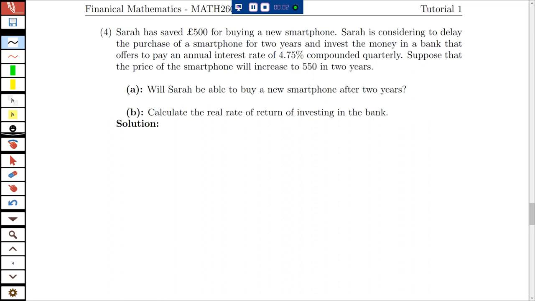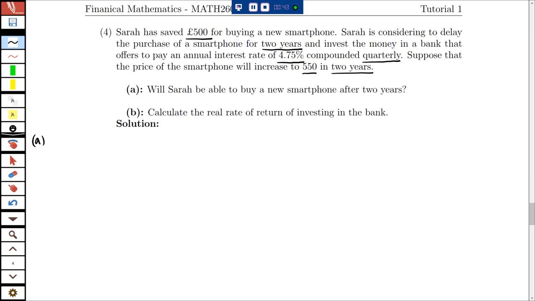Okay, tutorial 1, question 4. Sarah has saved some money, 500 quid, for buying a new smartphone. She is considering delaying the purchase for 2 years and investing the money in the bank that offers to pay annual interest of 4.75% compounding quarterly. Suppose that the price of a smartphone will increase to £550 in 2 years. Okay, that's the setup. Will Sarah be able to buy a new smartphone after 2 years?